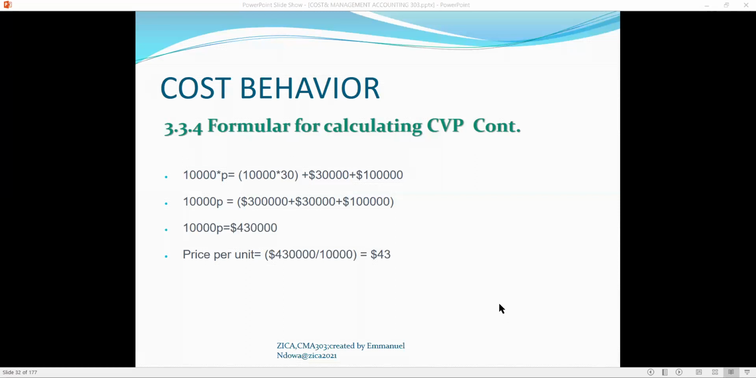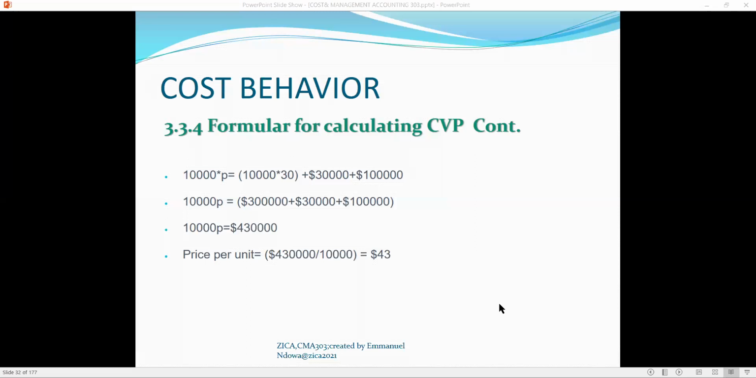So you say P multiplied by 53. That will indicate our total revenue, which equals 40,000, our variable cost, plus 30,000, our fixed cost, plus 150,000, which will be our profit. 40,000 plus our fixed cost, we said 30,000, isn't it? Plus 150,000.